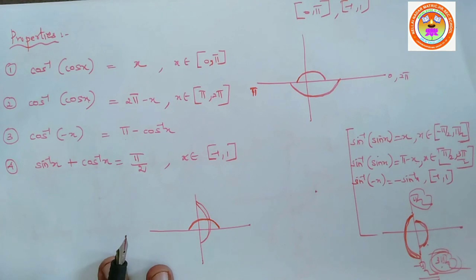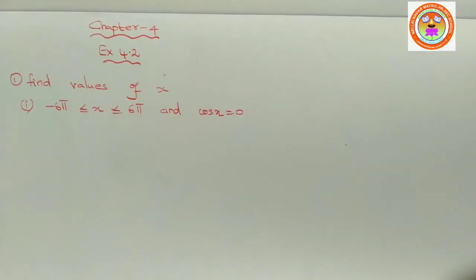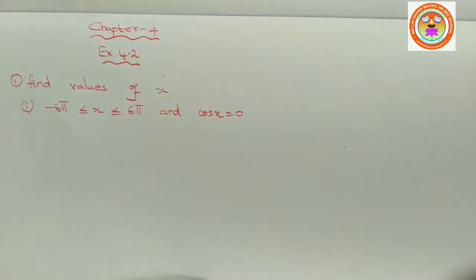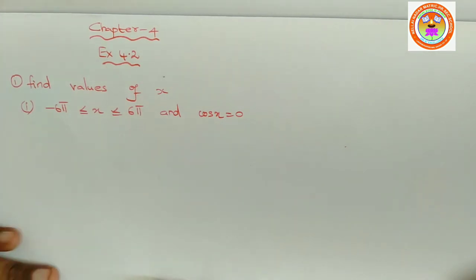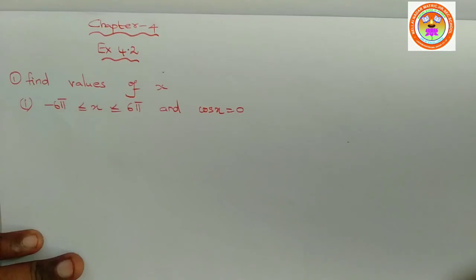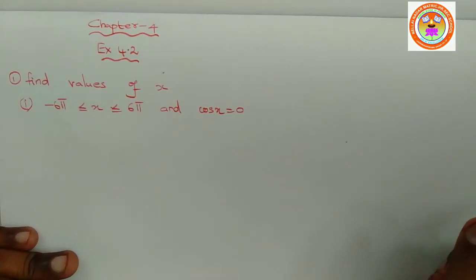Next we will do exercise 4.2. Chapter 4, exercise 4.2. In this exercise we have gone through the graphs of cos x and cos inverse of x.